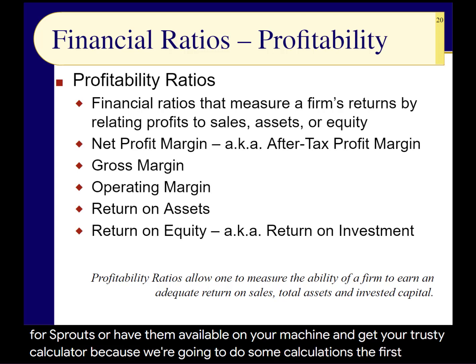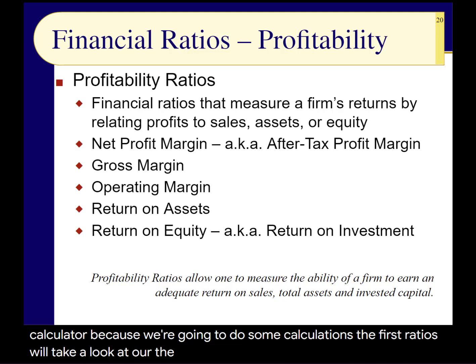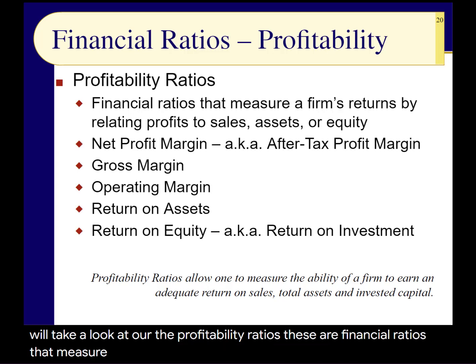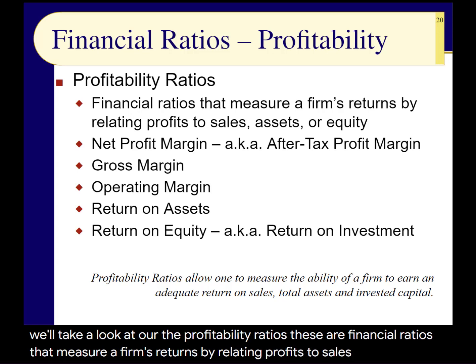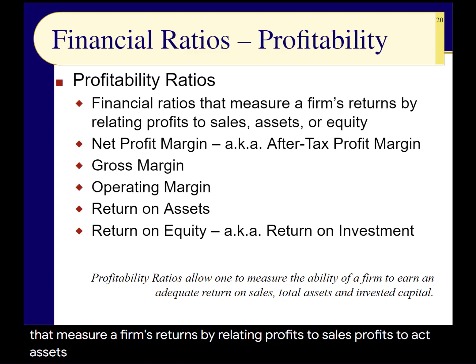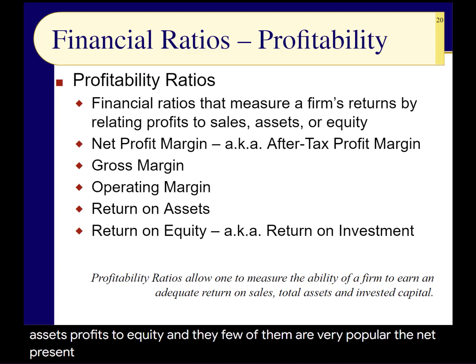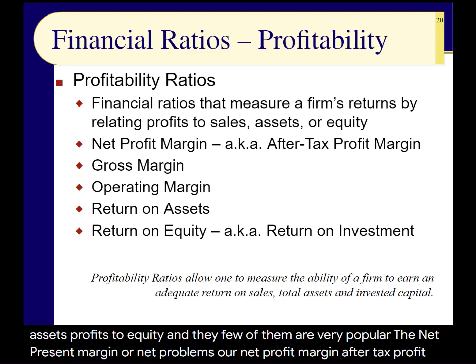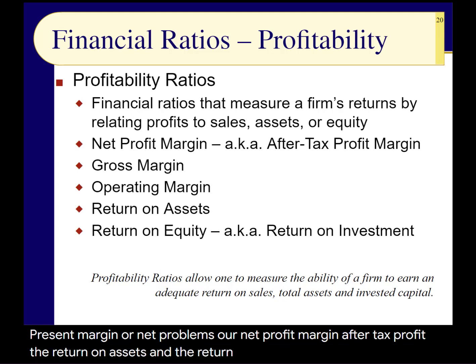The first ratios we'll take a look at are the profitability ratios. These are financial ratios that measure a firm's returns by relating profits to sales, profits to assets, profits to equity. And a few of them are very popular: the net profit margin, or after-tax profit, the return on assets, and the return on equity.